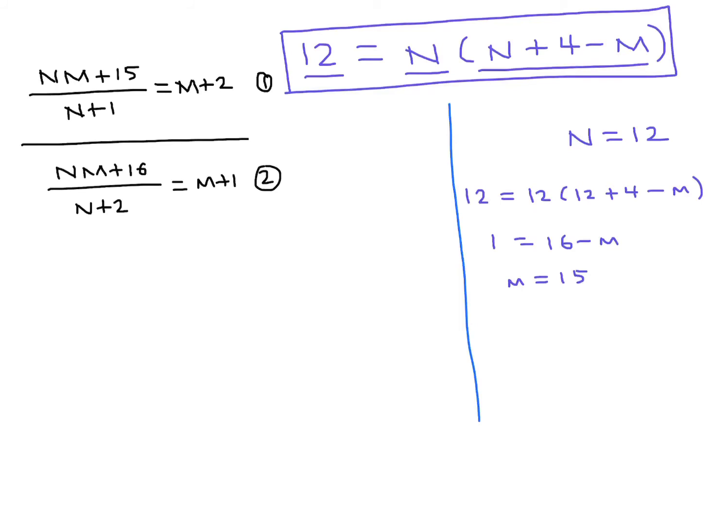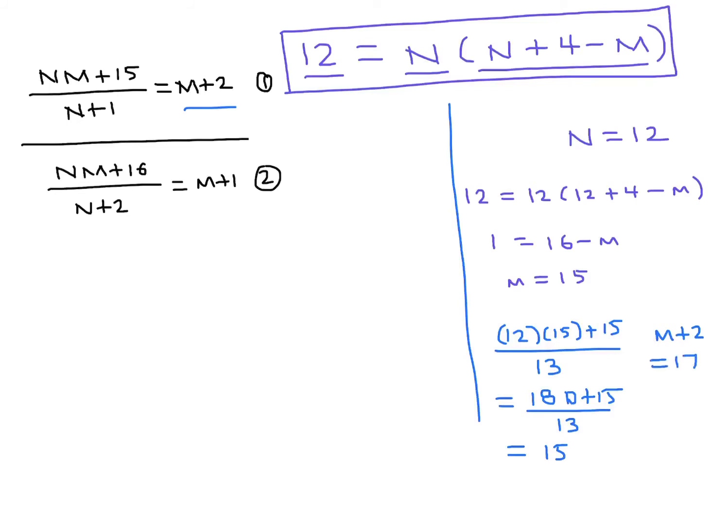nm plus 15, so that would be 12 times 15 plus 15 all over n plus 1, which is 13. This gives me 180 plus 15 all over 13, and that is equal to 195 over 13, which is 15. All right? Now the other part of it is m plus 2. m plus 2 is 17. So unfortunately 15 does not equal 17. So this is a dud. We can't go with that. That's okay. That's what trial and error is all about.